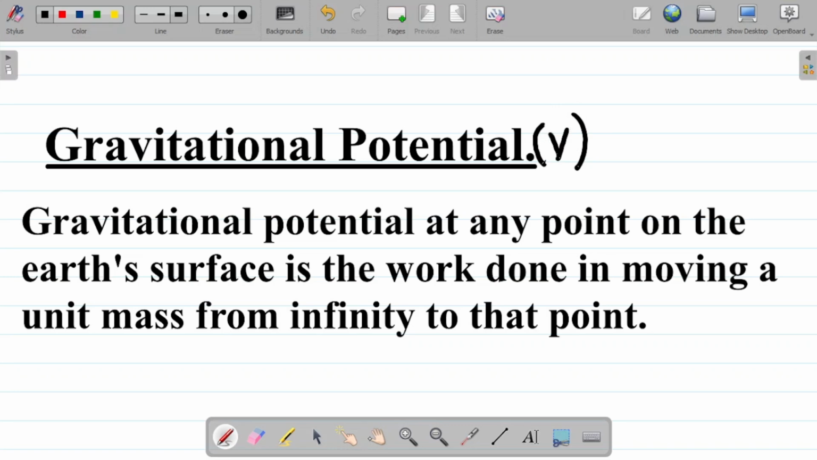By definition, gravitational potential at any point on the Earth's surface is the work done in moving a unit mass from infinity to that point. That means the gravitational potential at any point on the surface of the Earth is simply the work done in moving a unit mass from infinity to that exact point on the Earth's surface. All right, so that's how we define gravitational potential.